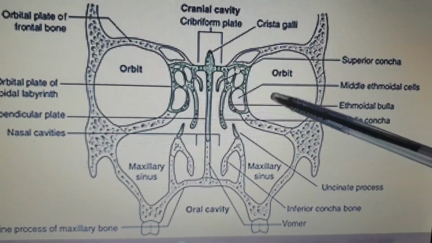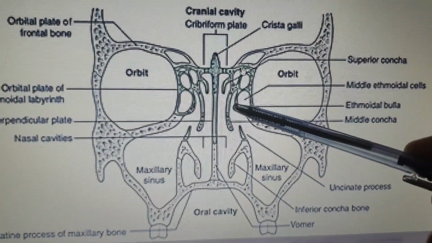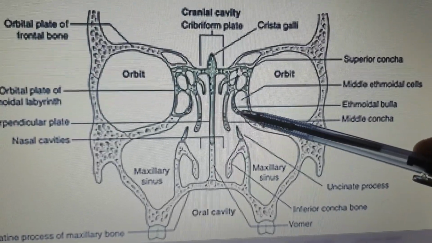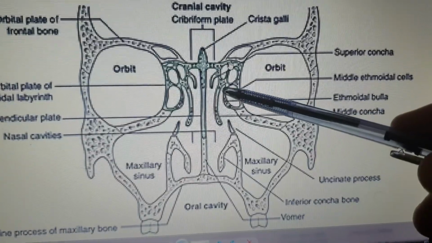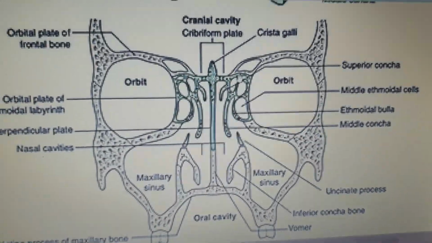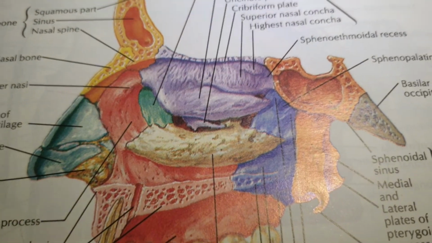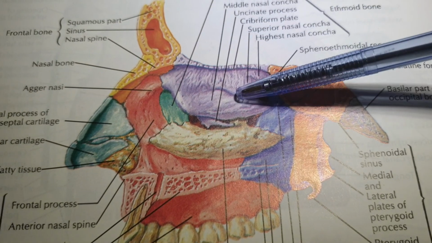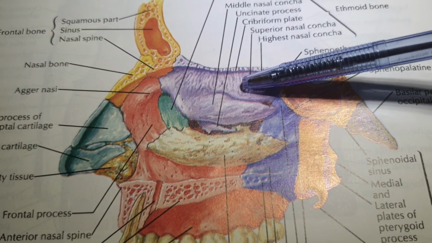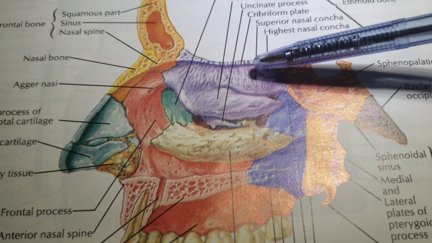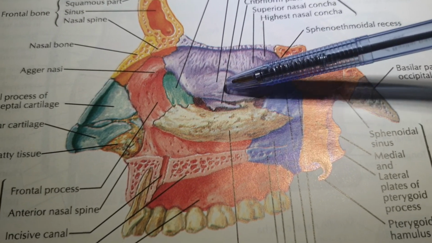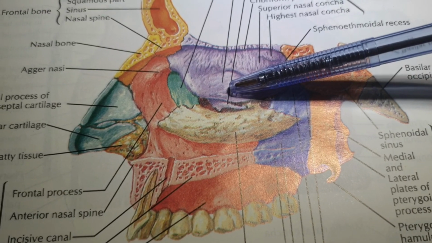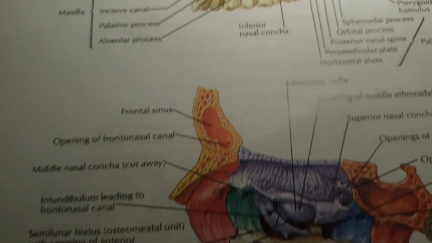The middle ethmoid air sinus forms a large swelling inside the nasal cavity, just deep to the middle concha, and this is called the ethmoidal bulla. In this diagram you are again looking at the lateral wall of the nasal cavity, in which this purple bone is the ethmoid bone, this is the superior concha, and this is the middle concha. Now in the next diagram, this middle concha will be removed to show you the ethmoidal bulla.